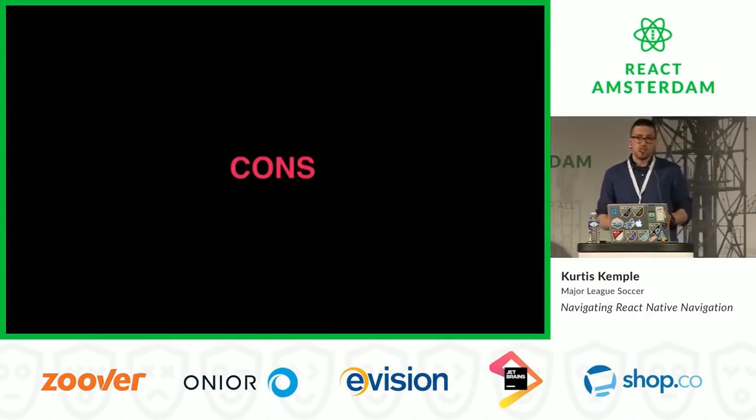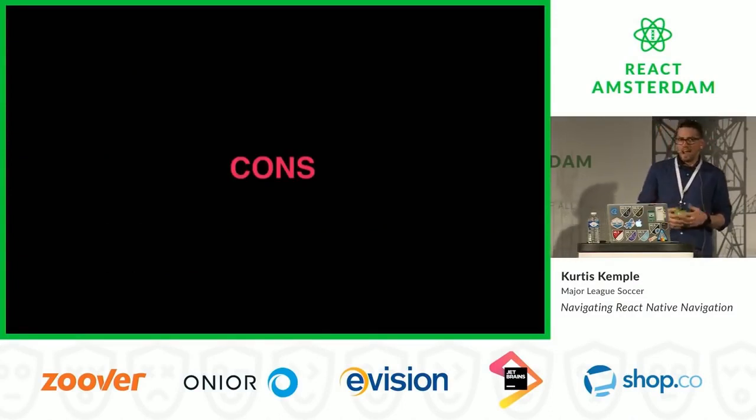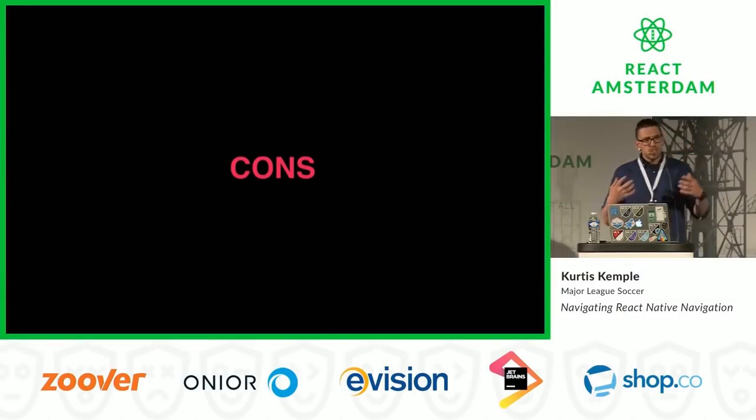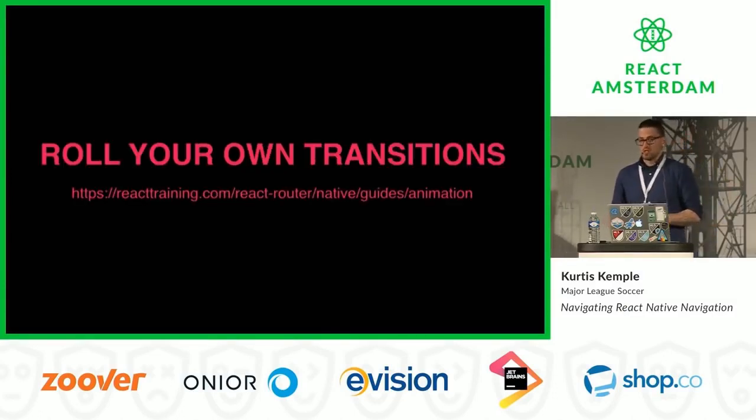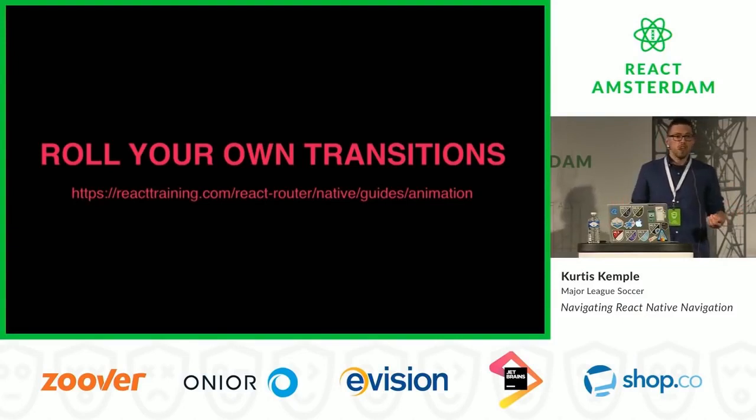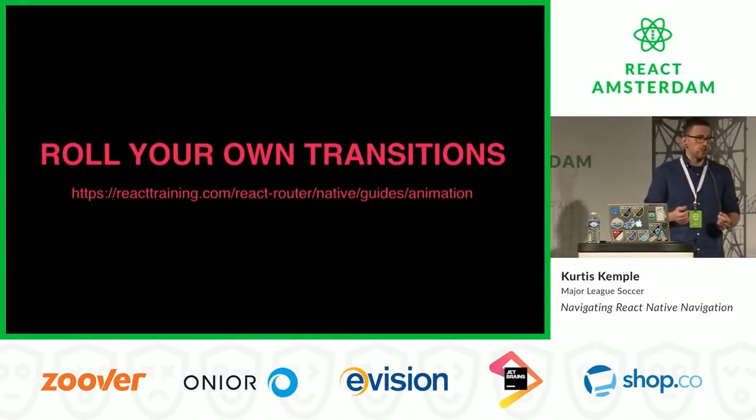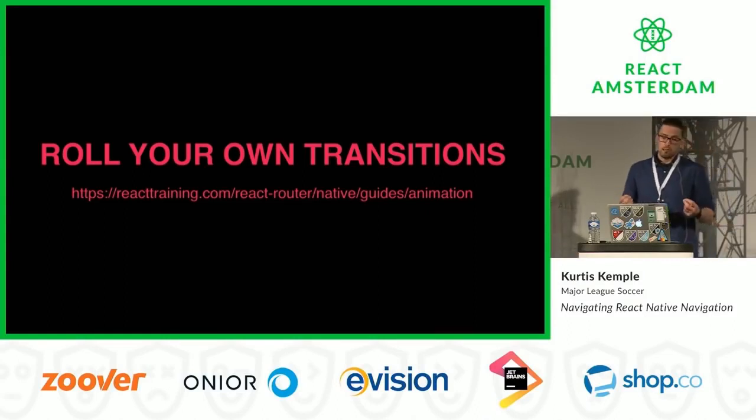So some of the cons. The cons here actually are pretty heavy, but you get a lot with it, so it's very tough. But one of the biggest issues is it's roll your own transitions, right? So both React Navigation and native navigation give you transitions. They give you animations without you having to do anything. With React Router, there is none of that, right? You have to implement that yourself, so you have to be willing to take on that overhead.